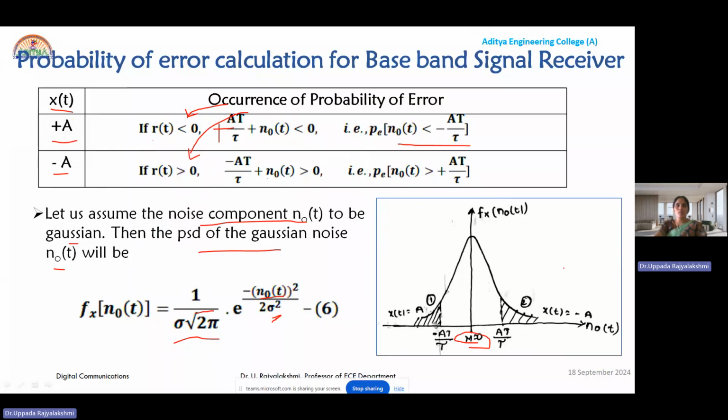So from the figure also you can say that when x of t is minus A, output must be negative. But error will occur when the noise is greater than AT by tau. Similarly, when x of t is plus A, output must be positive. But if it is not the case, then error will occur when n naught of t is less than minus AT by tau.